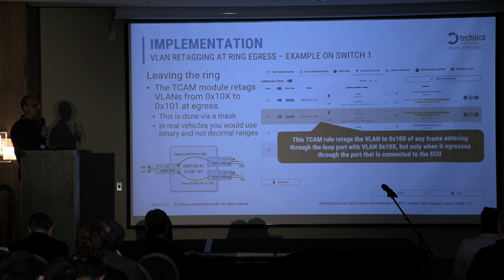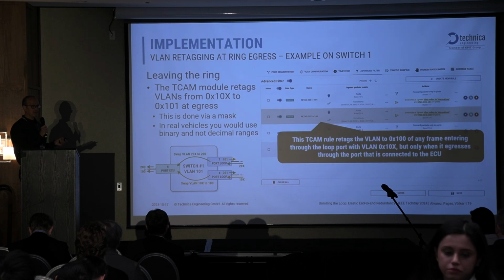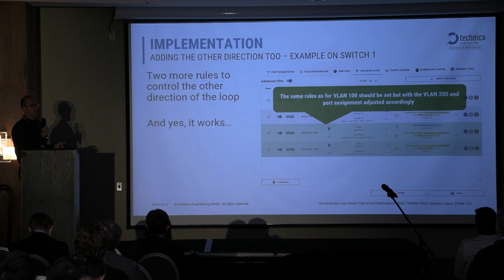We need an additional rule to control how the frames exit the loop. So we need to retag the frames that exit to the ECUs and recover the VLAN 100 and 200 that was originally used for that ECU to send the message. We have 2 directions. So in total, with 4 rules, we can manage the configuration of each rule.